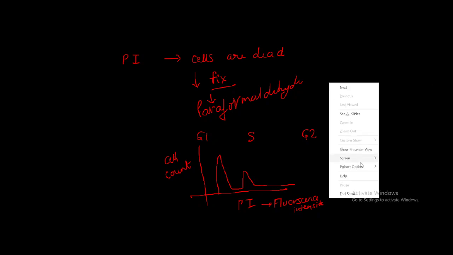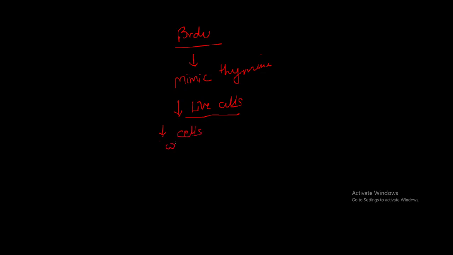Similarly, there is one more dye, which is the BrdU dye, bromodeoxyuridine. That mimics thymine. So whenever the DNA is replicating, it intercalates between the bases. So it actually stains the cells when they are in the S phase. So you can stain live cells with it. It only stains the cells which are in the S phase.